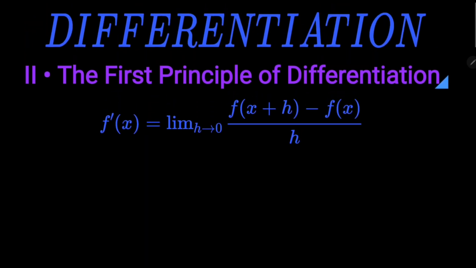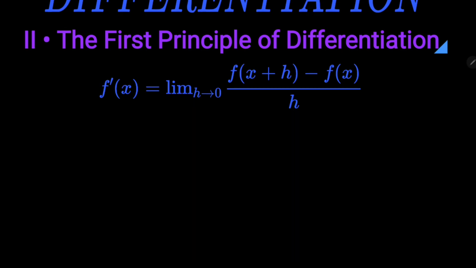The formula on the screen, which is given by f prime of x equal to the limit as h tends to 0 of f of x plus h minus f of x, all that divided by h, is known as the first principle of differentiation. It comes from taking the slope of a secant line and then shrinking the distance to 0, so we get the exact tangent. You don't have to worry if limits feel strange, just follow the steps carefully and you'll see how it all works.